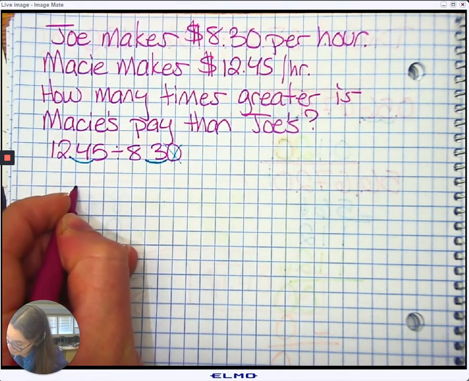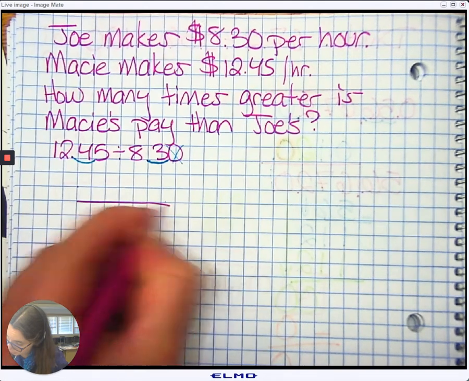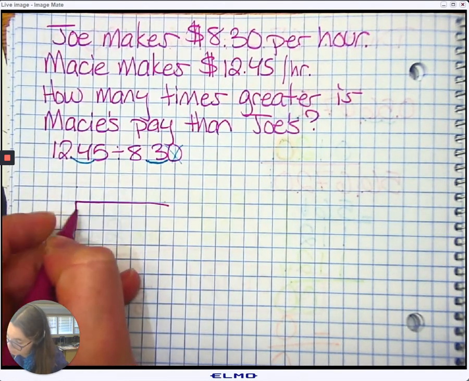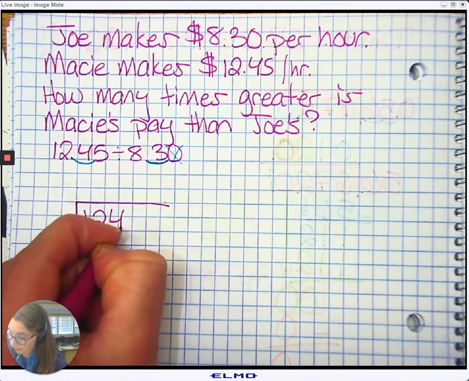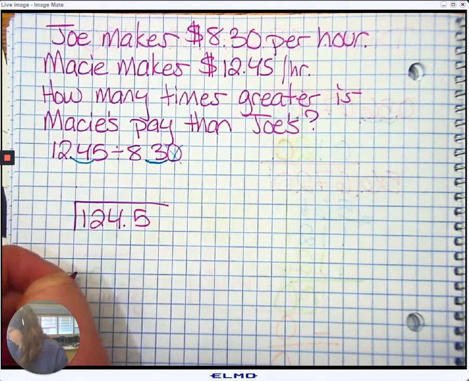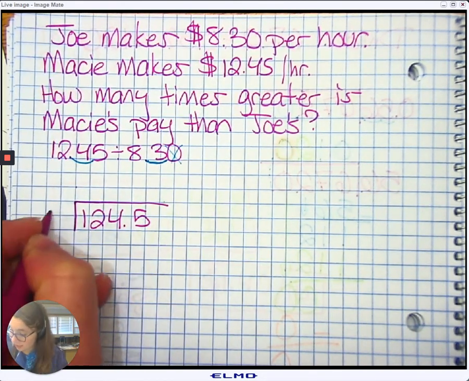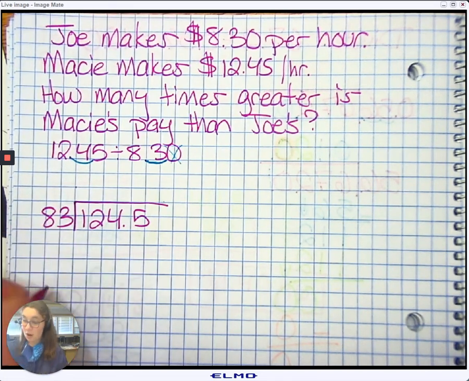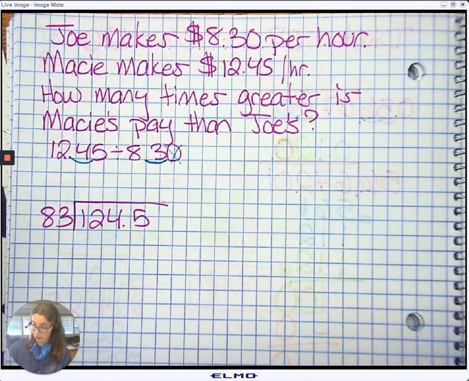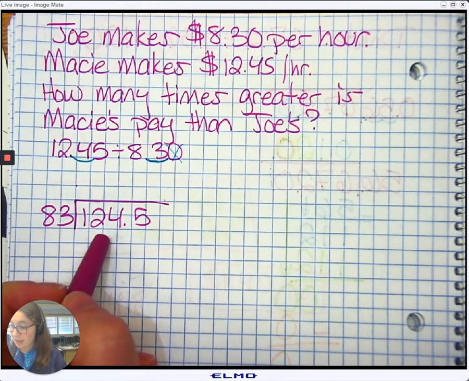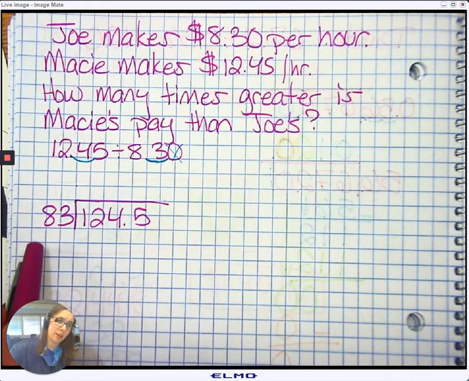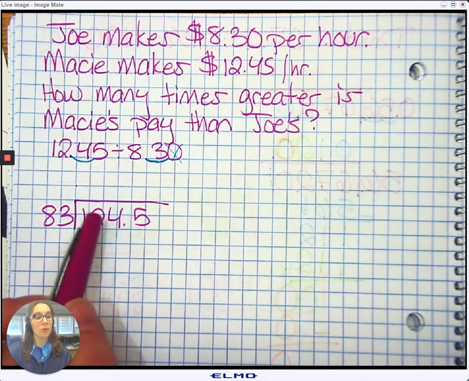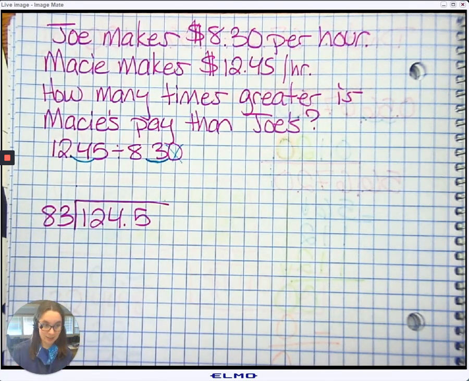Now instead of having 1245, I've got 124.5 on the inside and just straight 83 on the outside, and that's much easier to deal with than 1,245 and 830. I'd rather deal with 83 than 830 any day. So now let's go ahead and do some math.